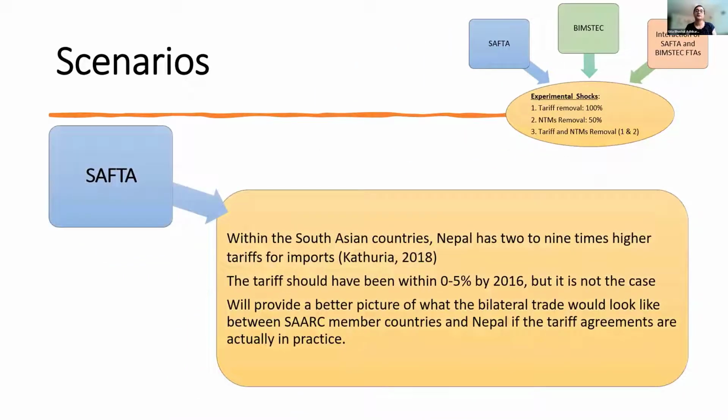So why did I look at the SAFTA scenario? Because within the South Asian countries, Nepal has 2 to 9 times higher tariffs for imports. The tariffs should have been within 0 to 5% by 2016. It should have already been reduced, but it is not the case, although it's almost 5 or 6 years more. So by doing this, I believe we'll provide a better picture of what the bilateral trade would look like between SAARC member countries and Nepal if the trade agreements were actually in practice.